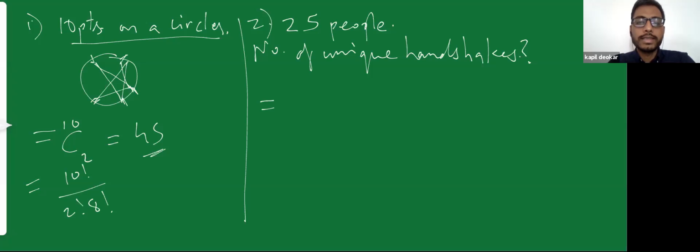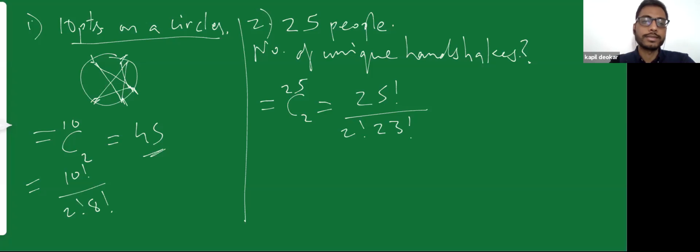So we are going to say, how many people do we need to make a handshake? 2. And how many people do I have? 25. So how many handshakes can be done? The number of handshakes is equal to 25C2. And what is 25C2? 25 factorial upon 2 factorial into 23 factorial. We can simplify this and get an answer.